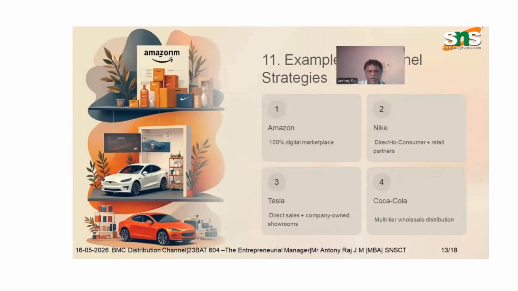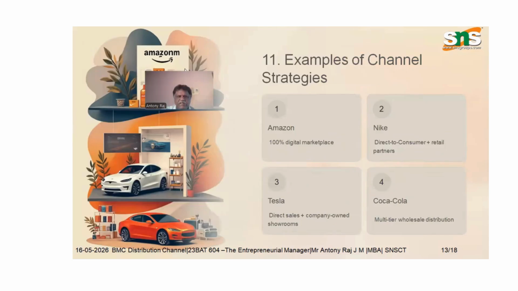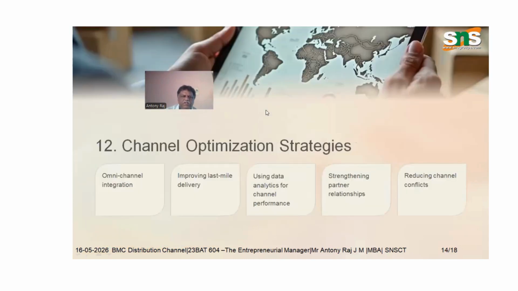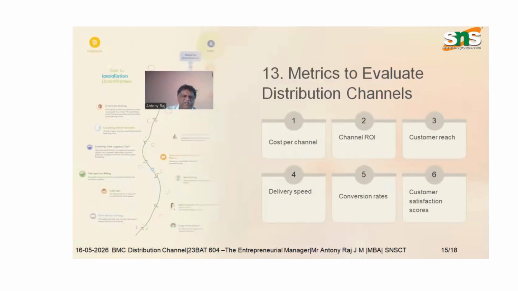Now, examples of channel strategies. Amazon is a 100% digital play. Nike is direct-to-customer plus retail. Tesla is in direct sales and company-owned showrooms, and Coca-Cola has a multi-tier wholesale distribution. The channel optimization strategies include improving last-mile delivery. Today, it's all about omni-channel. So we are going to integrate omni-channels, strengthen relationships with partners, and reduce channel conflicts.